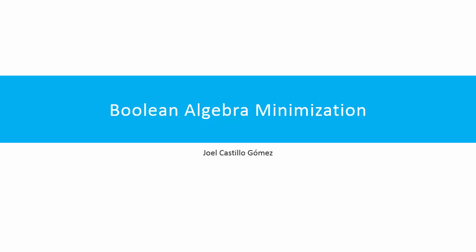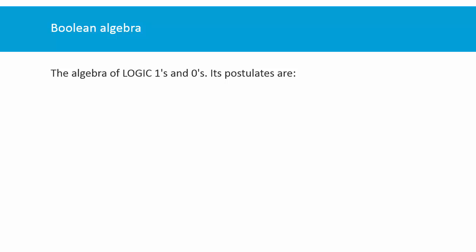In this video we will talk about Boolean algebra. Boolean algebra is the algebra of logic 1s and 0s. It has some postulates, which are the definitions or the rules that this algebra can do. So the first postulate, or the first rule, is the definition of Boolean algebra, what it is. And basically it has two rules.